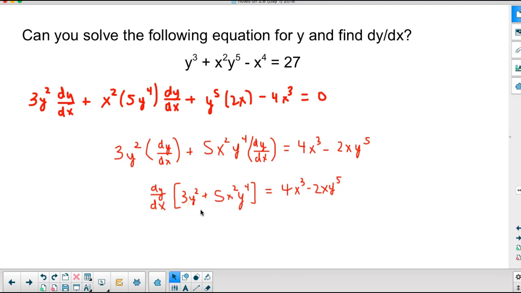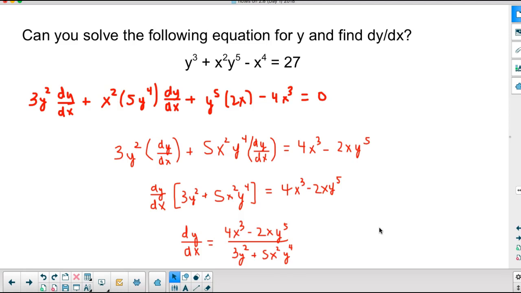So I have dy dx times 3y squared plus 5x squared y to the fourth on the left side. And then finally, I'm going to divide both sides of my equation by 3y squared plus 5x squared y to the fourth. So my derivative is 4x cubed minus 2x y to the fifth all over 3y squared plus 5x squared y to the fourth.